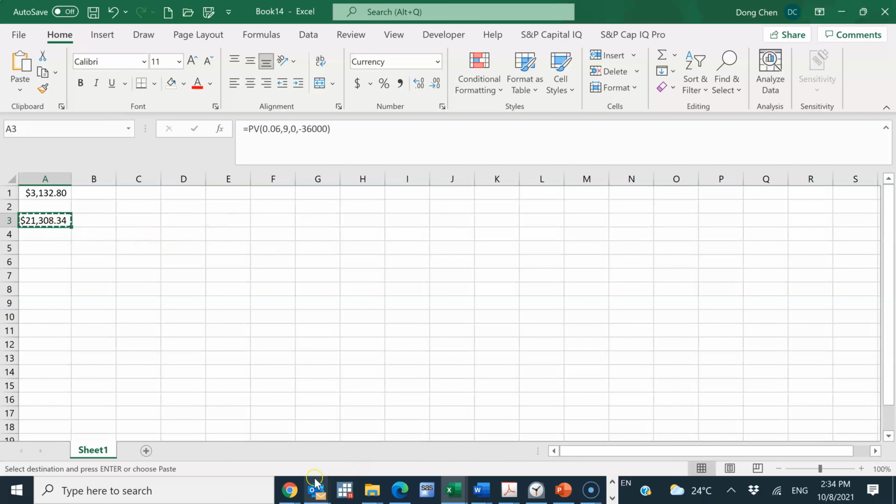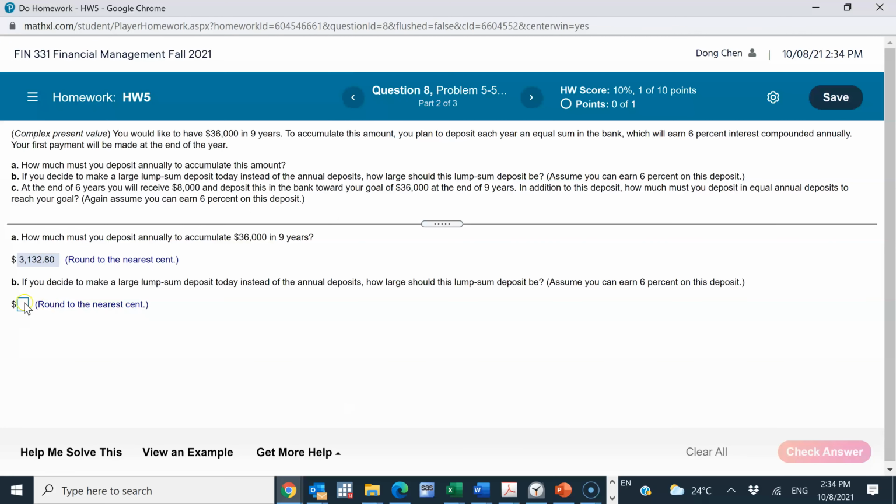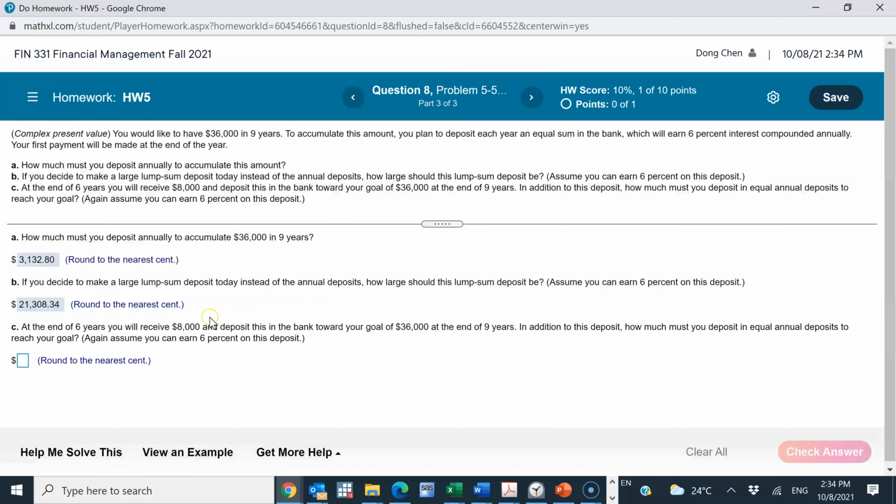Now I can just copy this number back to my lab, and don't forget to get rid of the dollar sign, and then check my answer. So the final part actually is the hardest one.